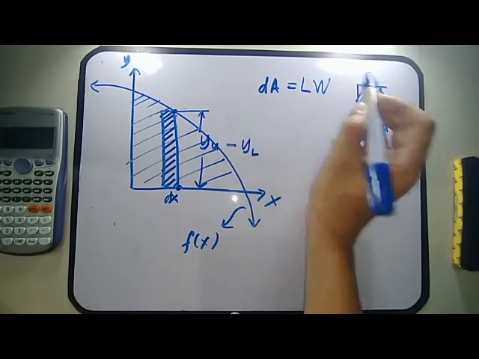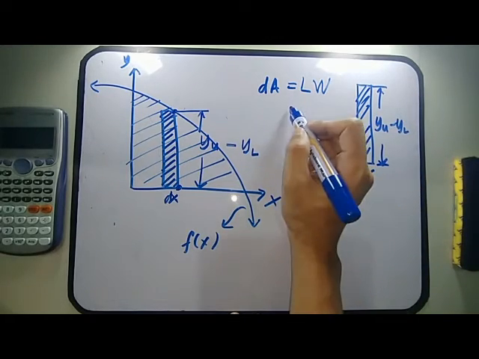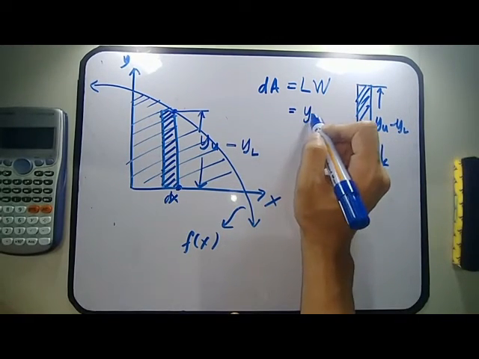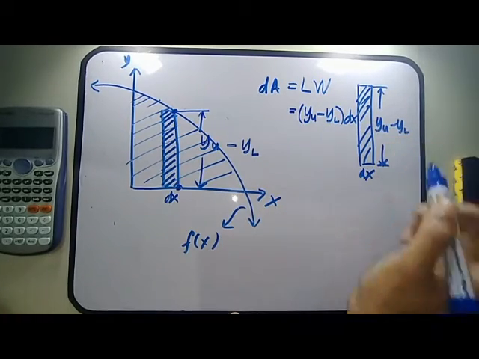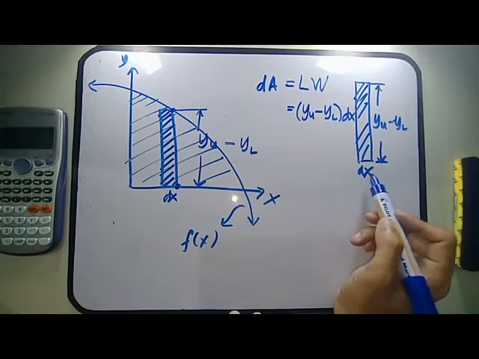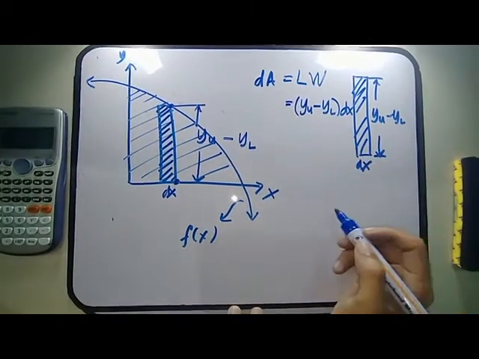The area is, of course, a rectangle, so it is length times width. This is a vertical rectangular strip. So y sub u minus y sub l times differential x. That is our differential of area. Now, integrating both sides, we can extract that area.